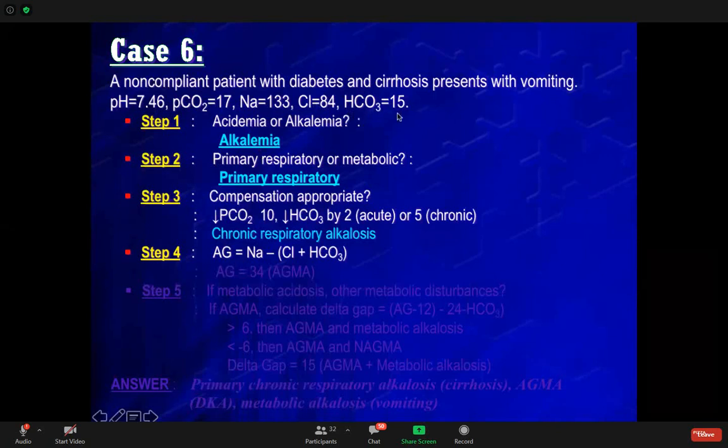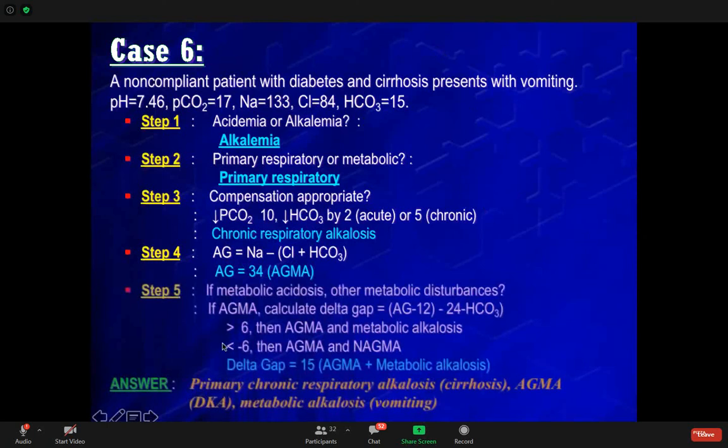Your chloride is 84 and bicarb is here. والرقم يطلع 34. So معناها this guy has an anion gap. Musab, sorry. This guy has an anion gap metabolic acidosis. طبعا step 5, which I don't expect you to memorize, you just want to calculate your delta gap. So delta gap اللي هو your anion gap 34 ناقص 12 ناقص مجموع ال 24 ناقص 15. So it's gonna become 15.